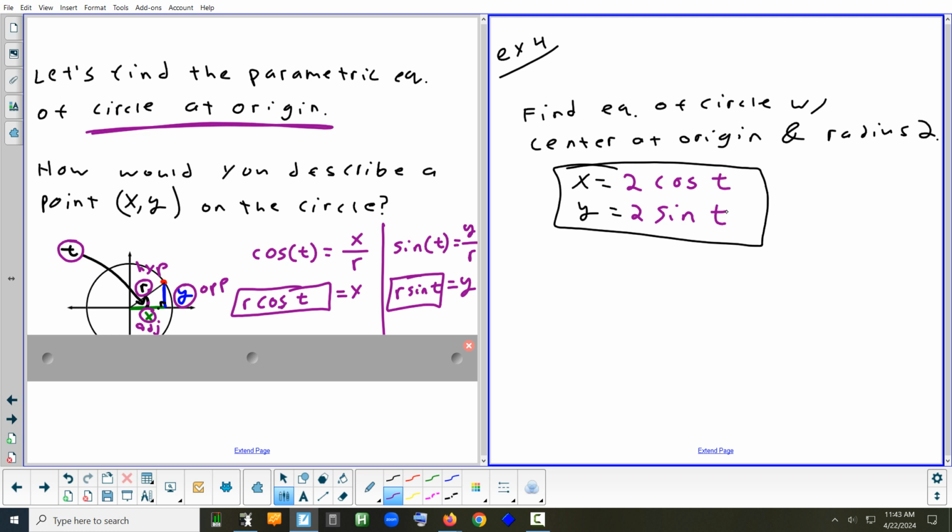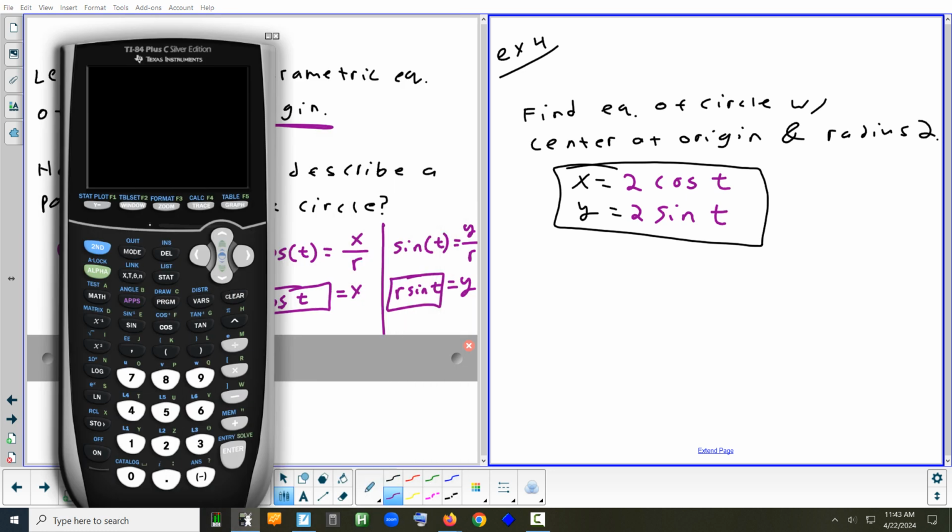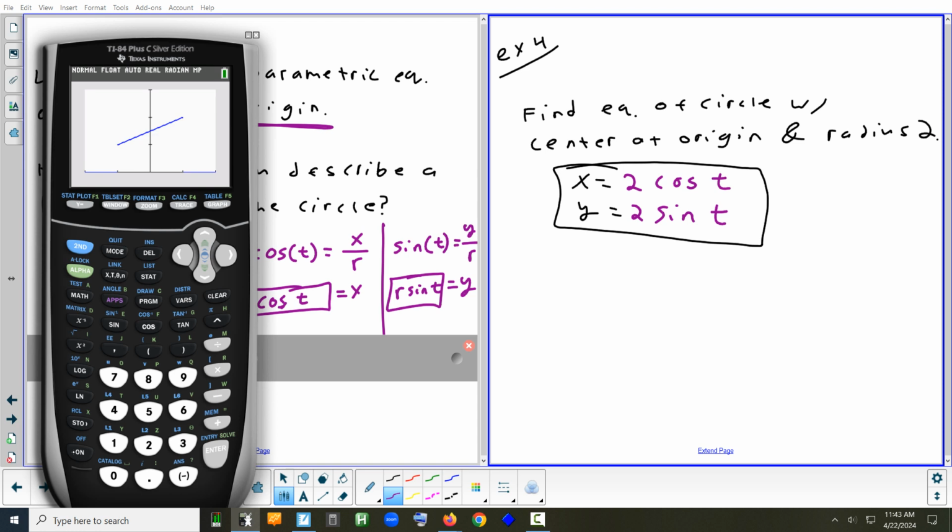All right, let's type it in. All right, so let's go y equals, clear all that. Let's do 2 cosine t. Oh, what do I have to do first? You have to be in parametric mode. So let's go to parametric. 2 cosine t, 2 sine t.